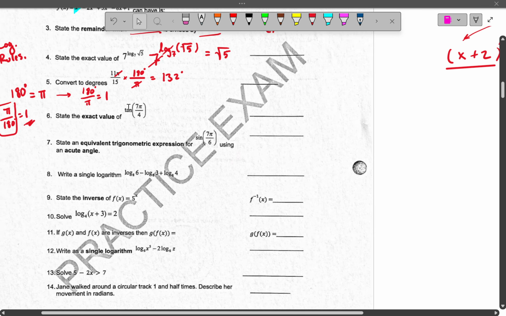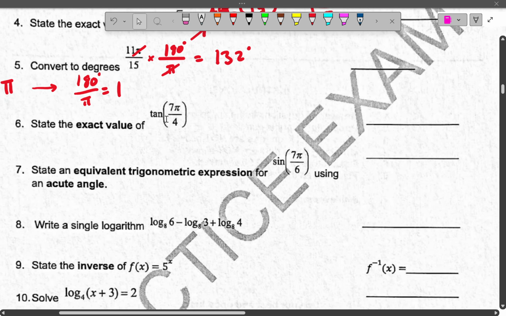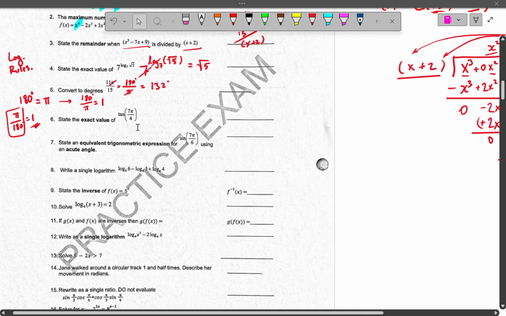For this next one, question 6, it asks for the exact value of tangent 7 pi over 4. And so I'll make space for this one.